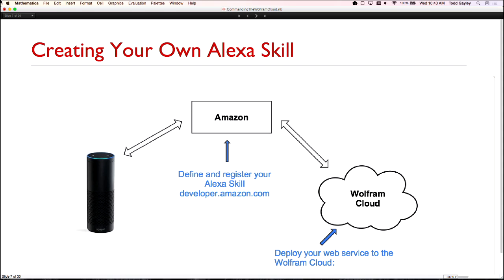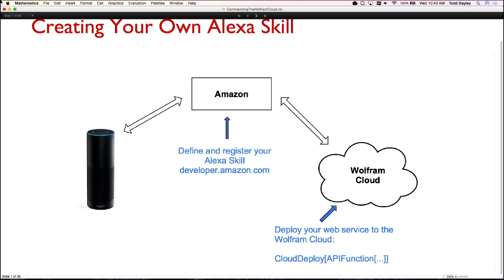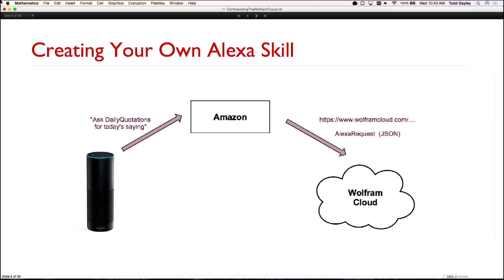Then you have to define and register your skill with the Amazon Developer Portal. So you have to tell Amazon about the parameters of this Alexa skill. So here's an example: let's say you've written some skill called daily quotations. And so here's the flow of events. The user says, "Ask daily quotations for today's saying."